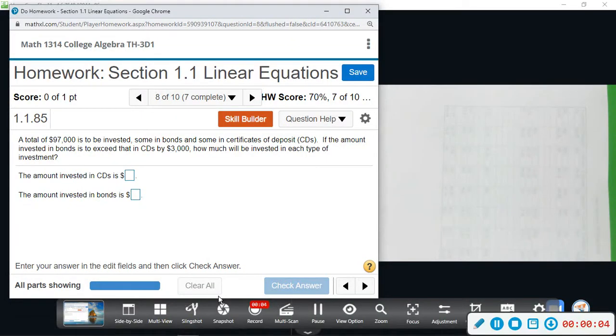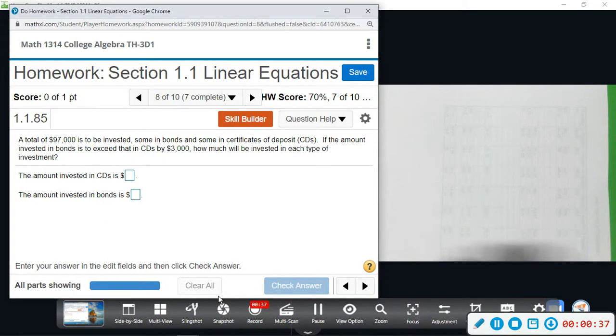All right, problem number 8. We have a total of 97,000 to be invested in some bonds and some certificates of deposit, CDs. If the amount invested in bonds is to exceed that in CDs by 3,000, how much will be invested in each type of investment? Okay, so we have two types of investments going on. We have bonds and CDs. All right, so the question is how much will be invested in each type.